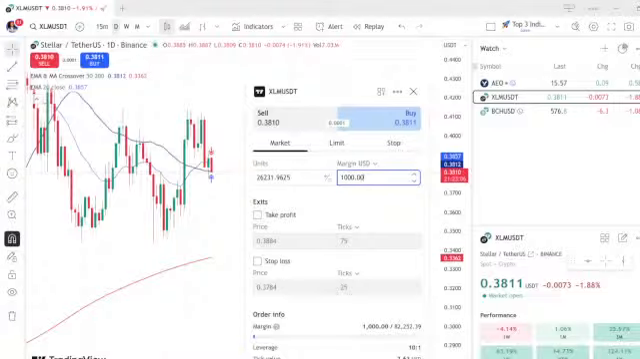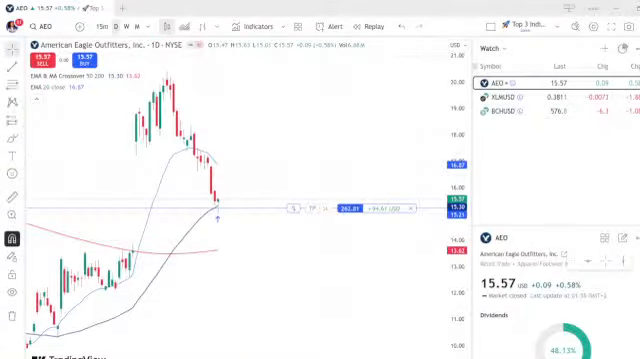So that's it for this live stream. I hope you've learned a lot from the 3 ways to enter the pullback. Some of these things, it's better you see them live.